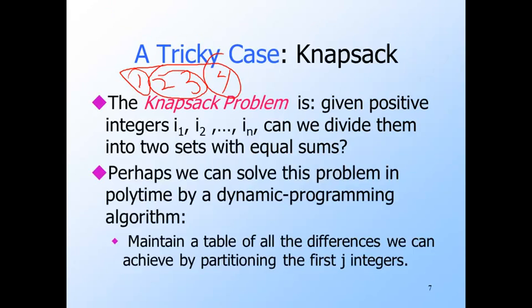At first glance, we can solve the knapsack problem by a polynomial time dynamic programming algorithm. That is, we maintain a table of all the differences in sums we can achieve by partitioning the first j-1 integers. When we incorporate the jth integer, we take each possible difference and both add and subtract the jth integer, thus getting two new possible differences. After looking at all integers, we see if 0 is a possible difference.